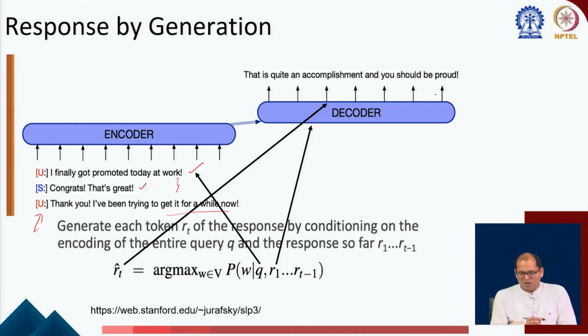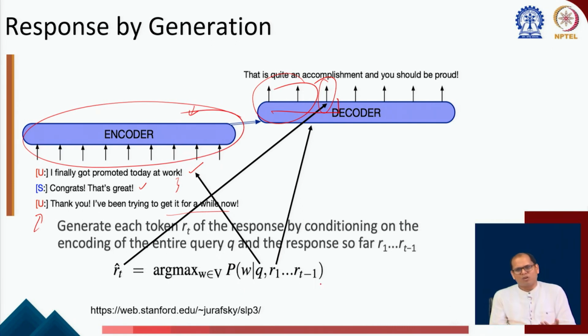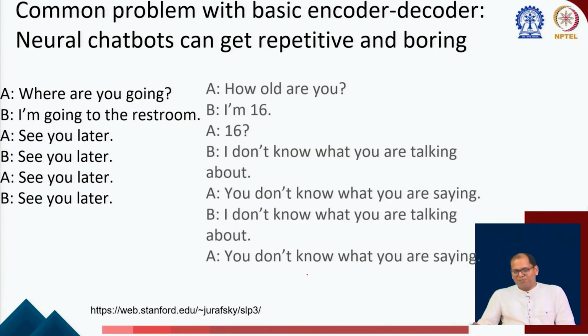So it's a normal model. You generate each token of the response by conditioning on the encoder, where you have the entire query, and whatever response you have generated so far. So you condition on everything before and the input. This is your normal conditional language model. You generate a word given the query and whatever you have generated till now. So this is the standard encoder decoder architecture. Now, people saw that when they train these encoder decoder architectures for chatbots, you can take a transformer model and train this.